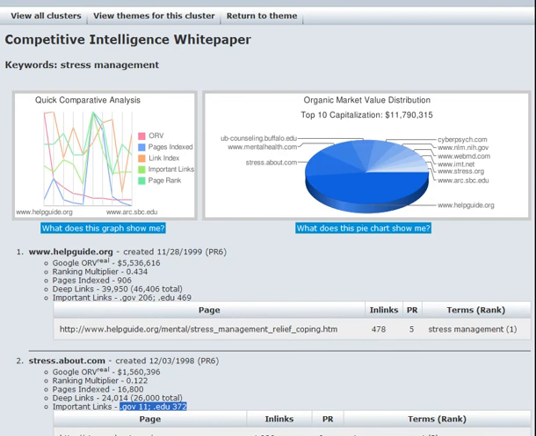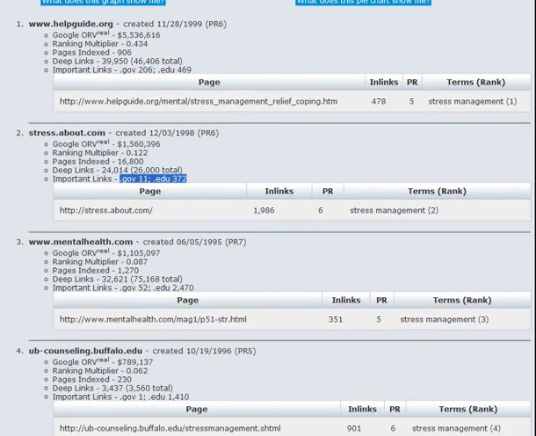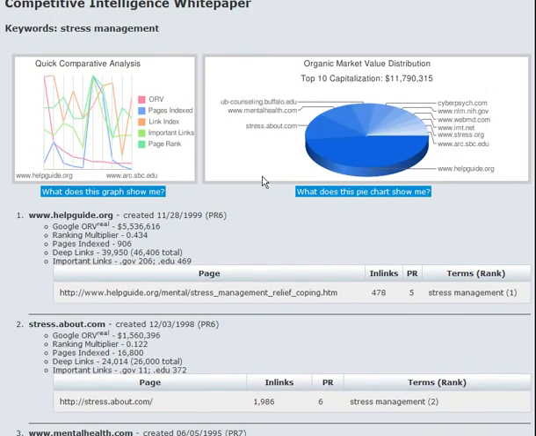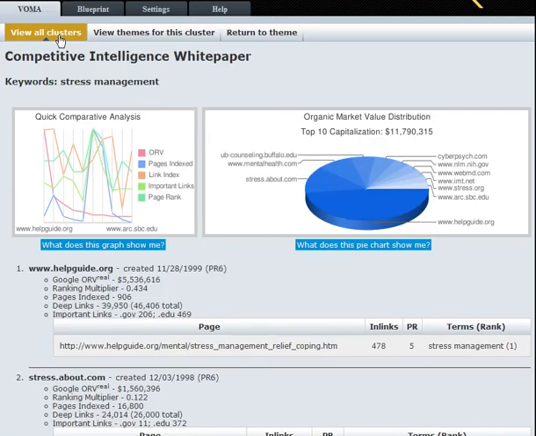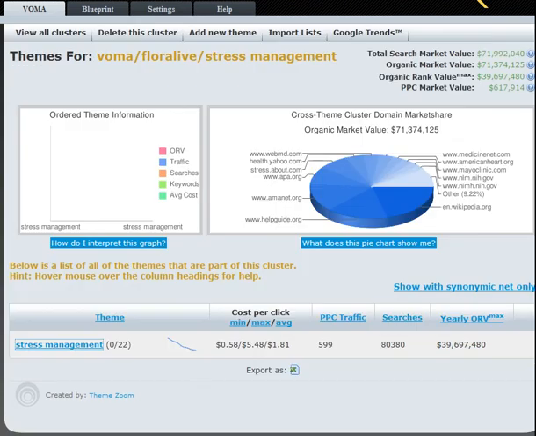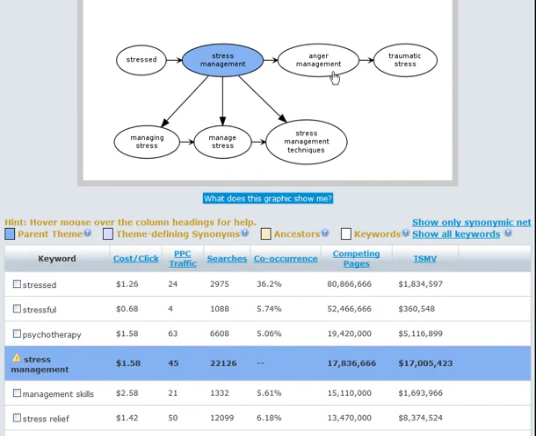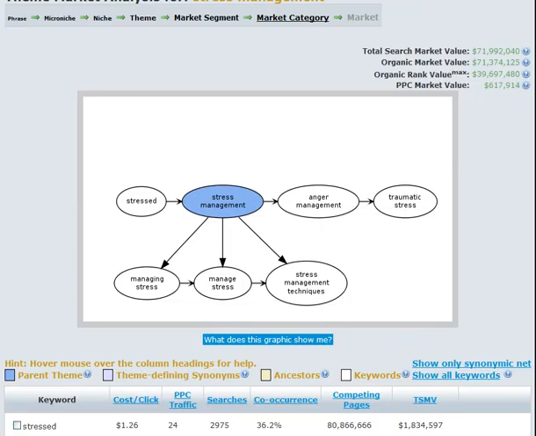Even though they don't have the focus on the inbound links, they have a lot of stuff going on. There's a lot of deep links on many of these sites. These are large authority sites. Hopefully I've made my point clear. And here's all your competitive analysis. All right. Let's move back over to the view all clusters. Go back up to stress management. Let's go into the whole thing and see what comes up. Anger management and stress management come together.